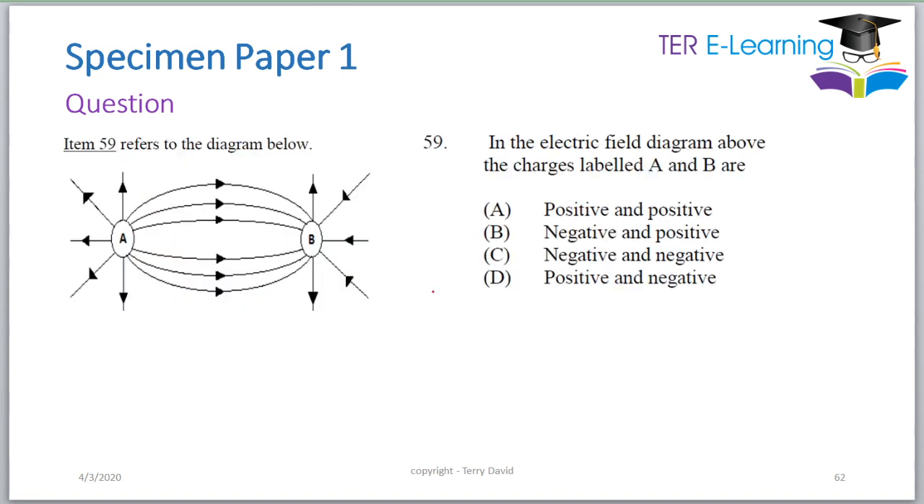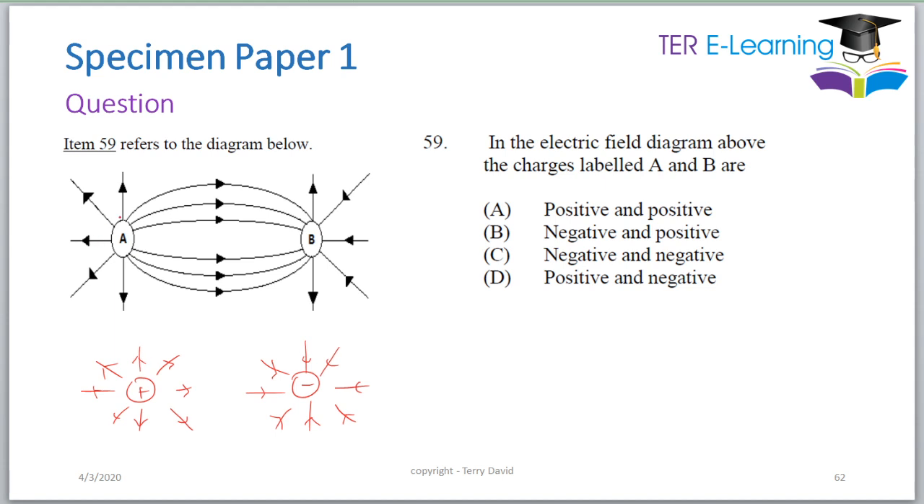Number 59, we have what we have here. In the electric field, all right, so we're talking about electric fields, and they want to know what charges should go in A and B. So you all need to know that if you have a positive charge, the field looks like this, right? And the field is away. So this is for a positive charge. For a negative charge, it's going to move towards, right?